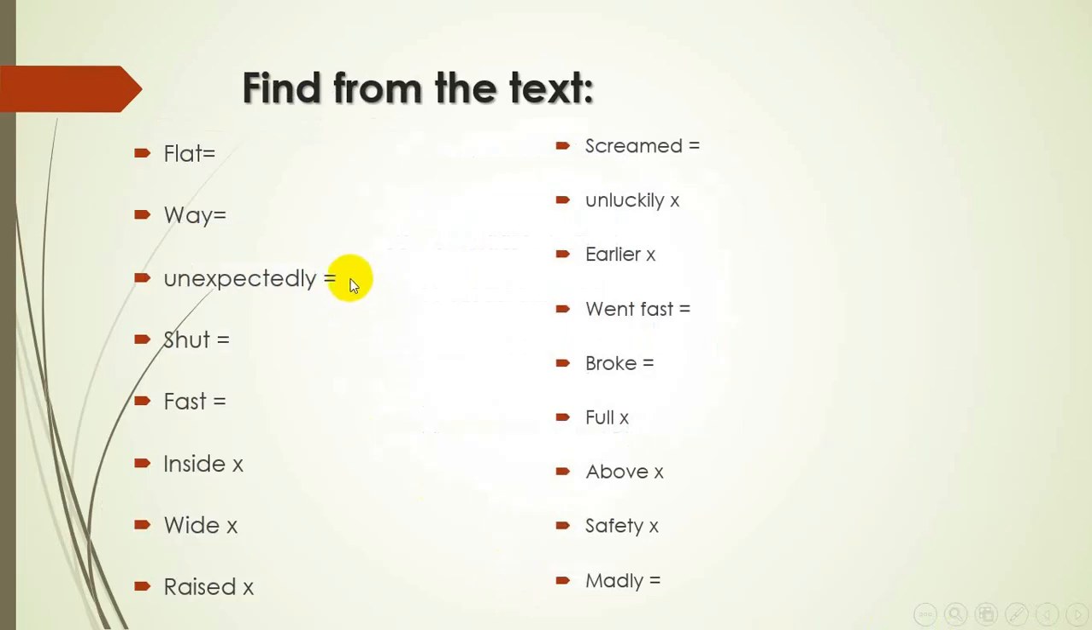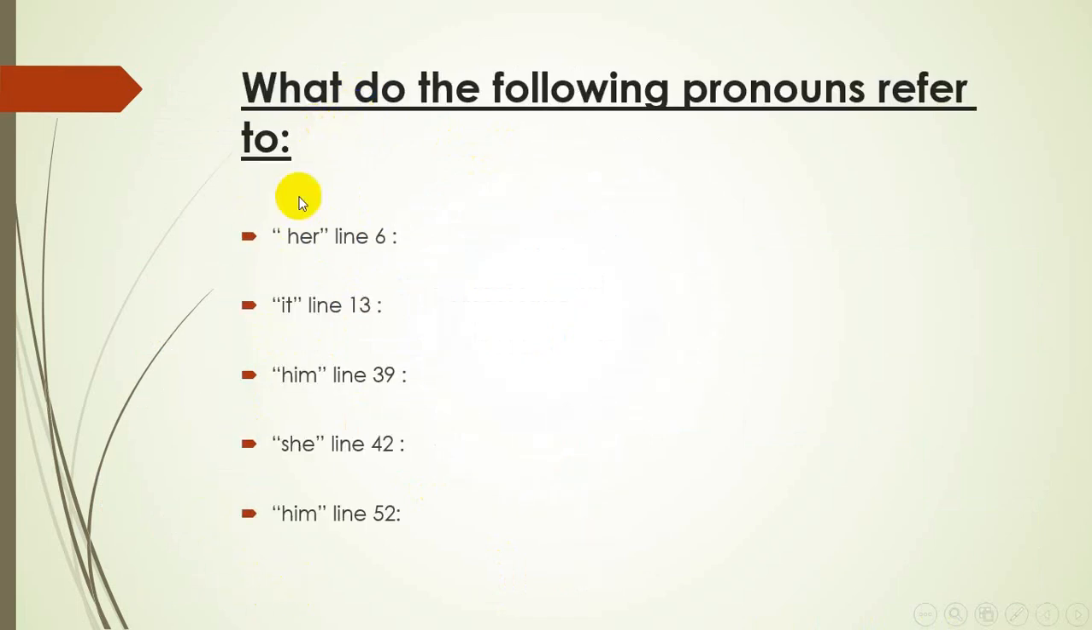Now this is your task. Your task is to find from the text the synonyms and the antonyms of these words. And then you have to find out what do the following pronouns refer to. Her, it, him, she, him. In the following lines, try to find what do they refer to.